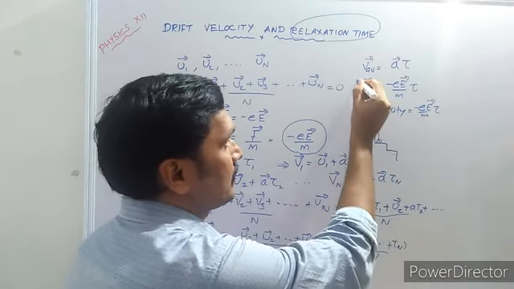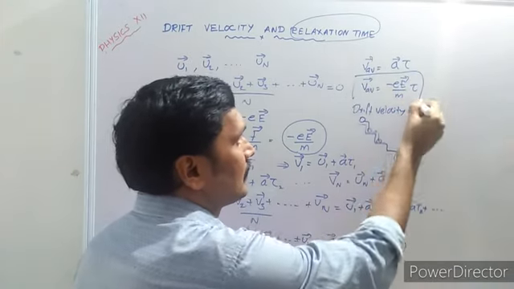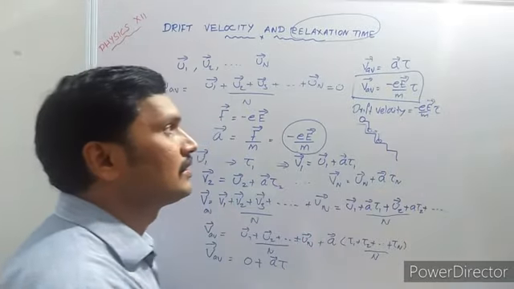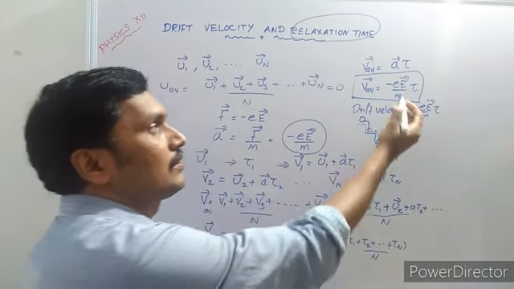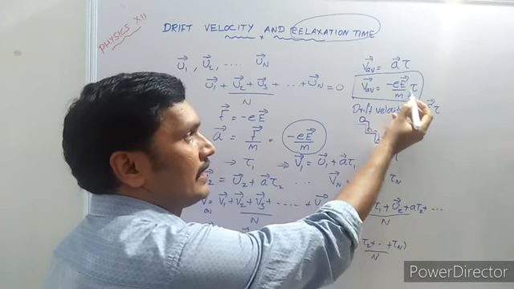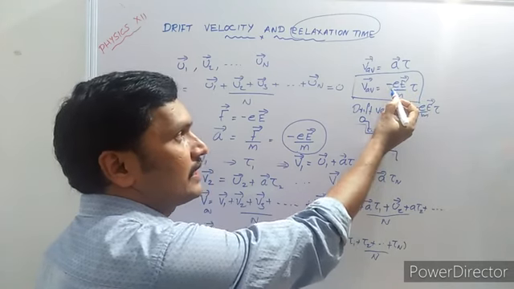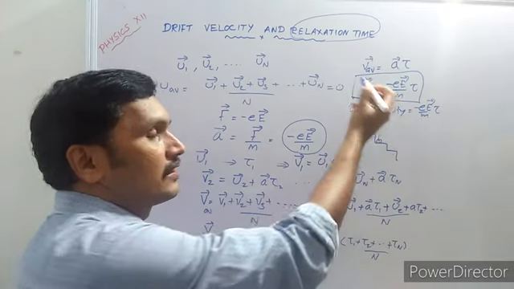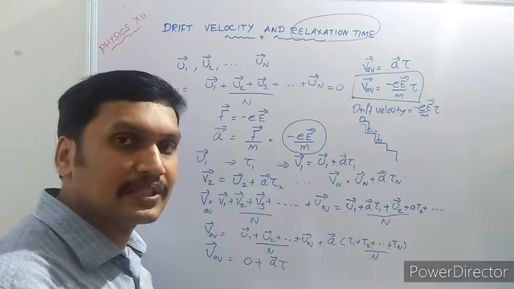This is the expression for that drift velocity. V average, the drift velocity, is equal to minus E by m into tau, and this minus sign shows that the electric field and the drift velocity are in opposite directions.